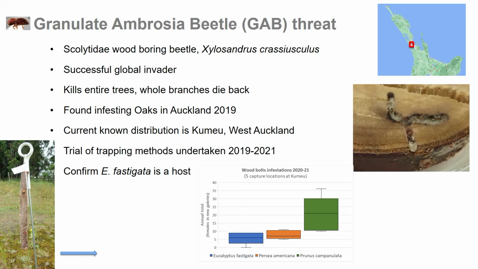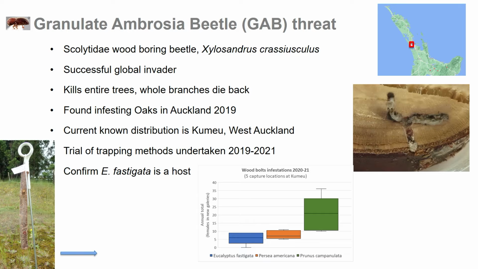It was first found in New Zealand infesting oak trees in an Auckland park in the summer of 2019. Its current known distribution is in West Auckland, centred on Kumeu, but no formal surveillance is occurring, so this is not likely to be an accurate map.